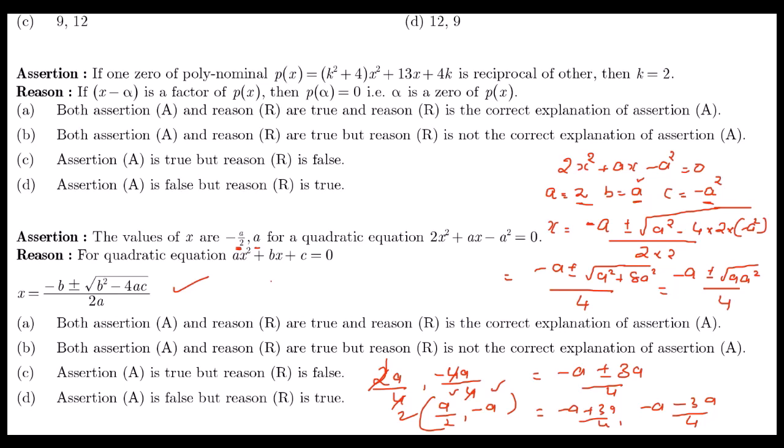So the assertion is false, but reason R is true, right? This is the reason, because we are using the quadratic formula for finding this x, right? So in order to find x, we must use this quadratic formula, right? So option D, that is, assertion is false but reason is true. D is the answer.